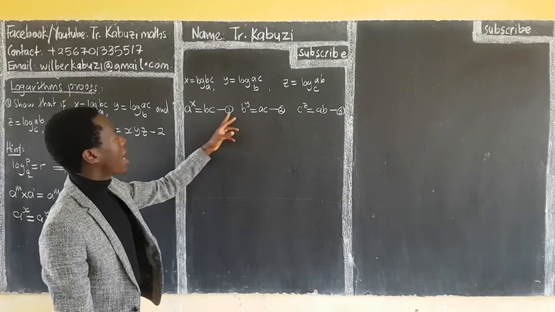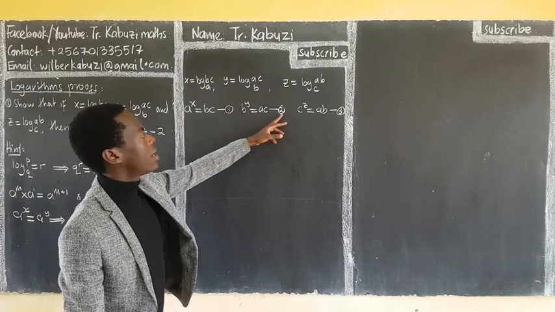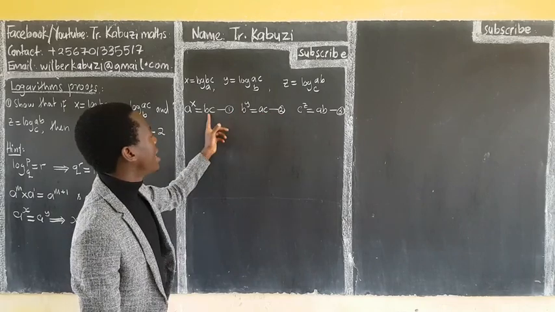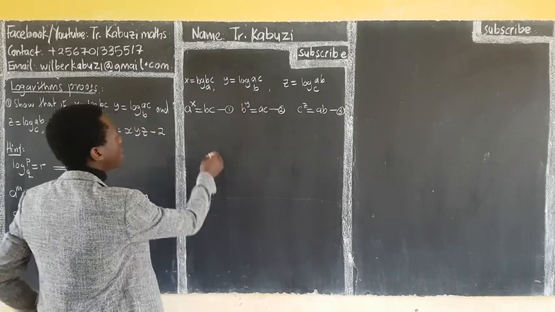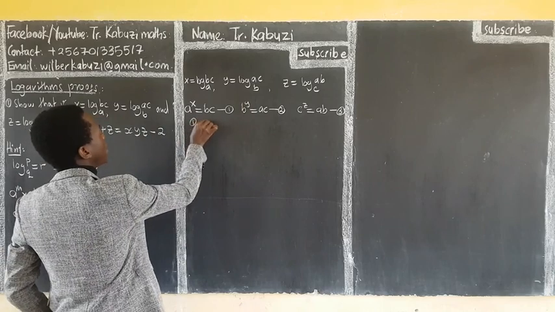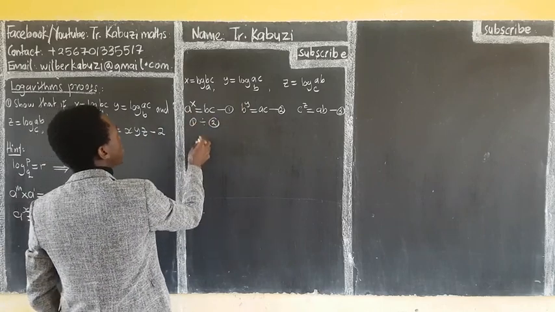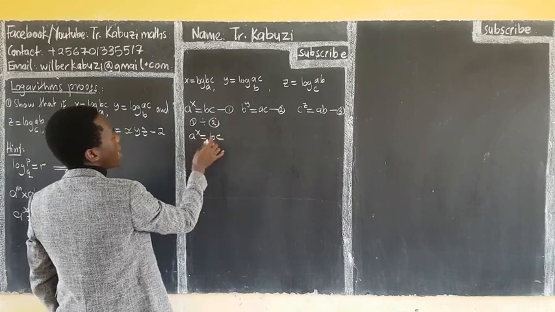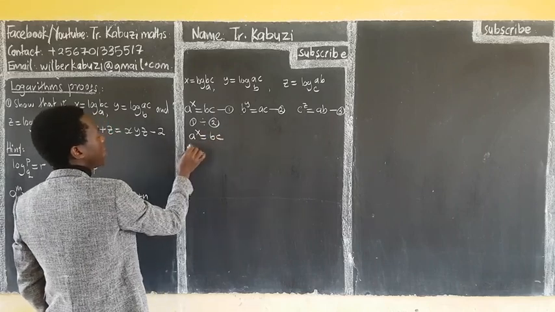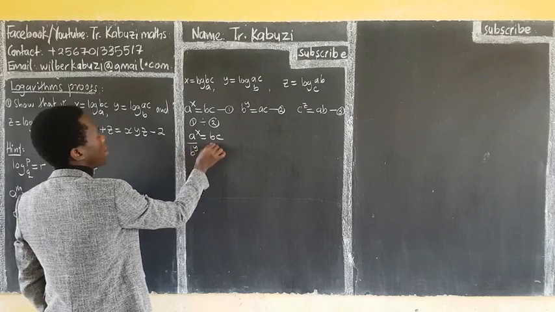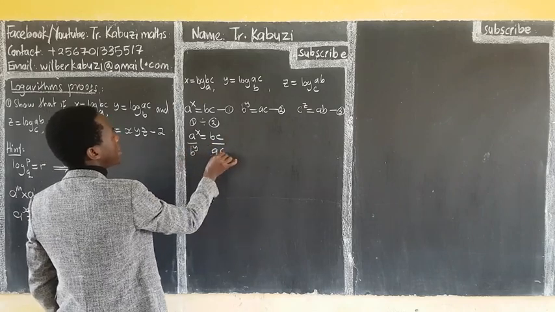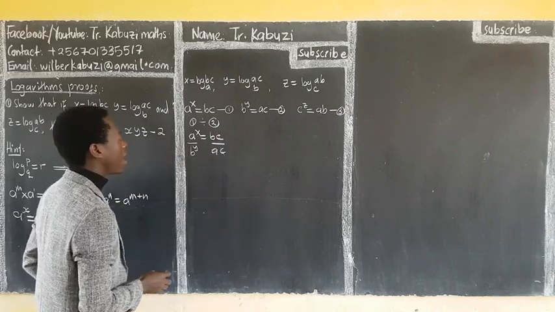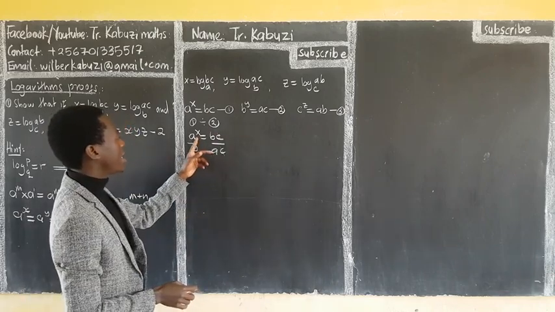How am I going to do that first of all? I'm going to take equation 1 divided by equation 2, so that I can eliminate c. So it's going to cancel. So equation 1 divided by equation 2: a power x over b power y is equal to bc over ac. Now c cancels. And from there, I'm going to cross multiply.